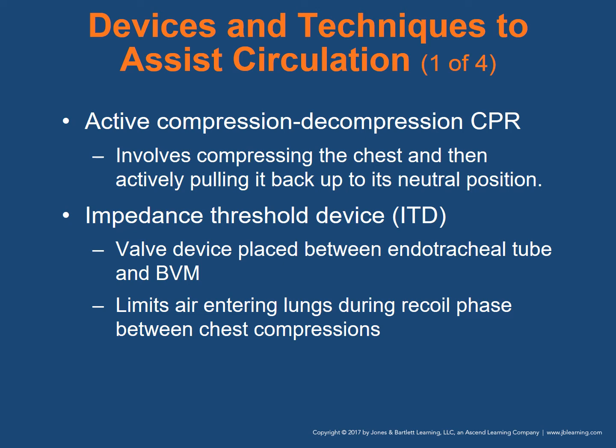So a tube might be placed, and the impedance threshold device is a device, of course, that is going to fit between the opening of the tube and where the BVM connects to the tube. So it's kind of an intermittent in between the BVM and the tube itself. And the ITD is important because it helps to limit the amount of air that's adding to intrathoracic pressure between chest compressions.